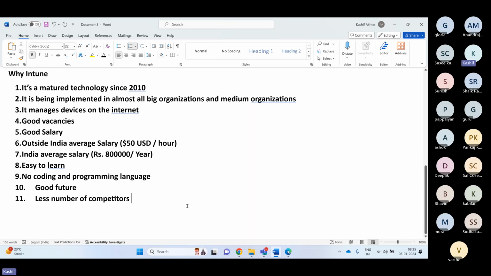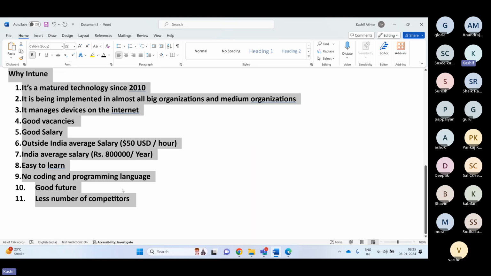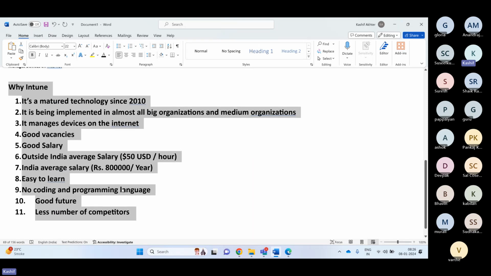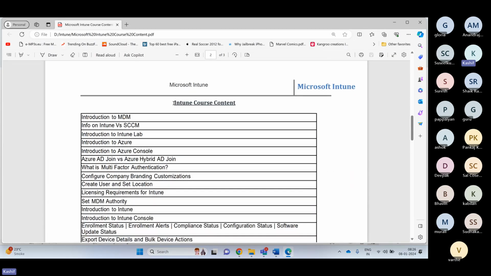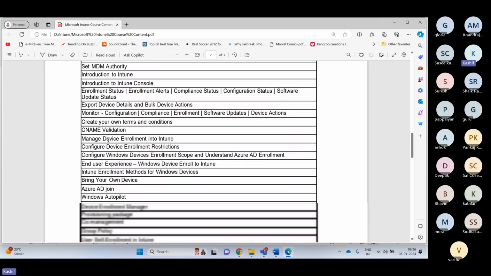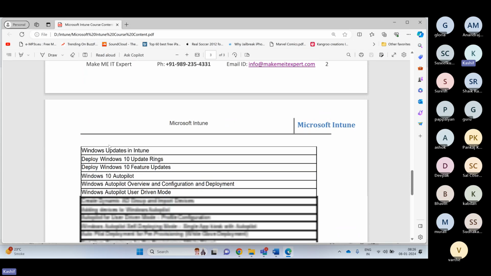So these are the things which I have explained so far, why you should learn Intune. Now, what all things you will learn in Intune, and the course content. This is the course content. If you have not received it, you can send me a message on WhatsApp and I'll send that to you. So we are going to learn all these things, okay? MDM, Intune versus SCCM, how to set up lab and everything, Azure. So these are the things which we are going to learn.